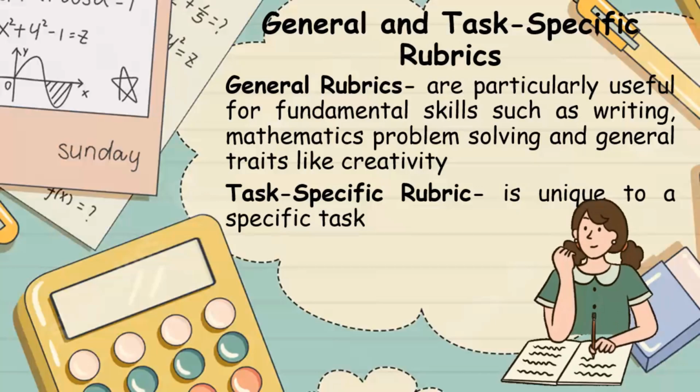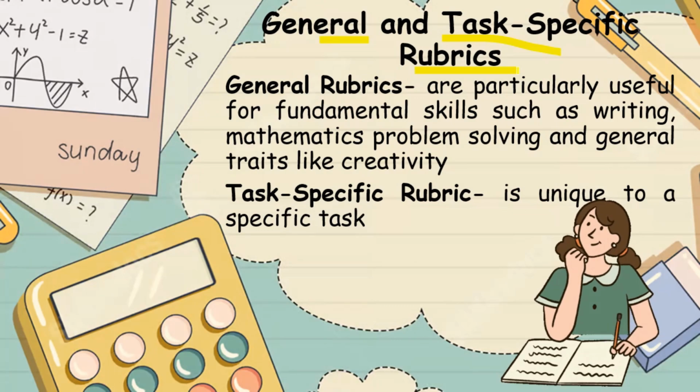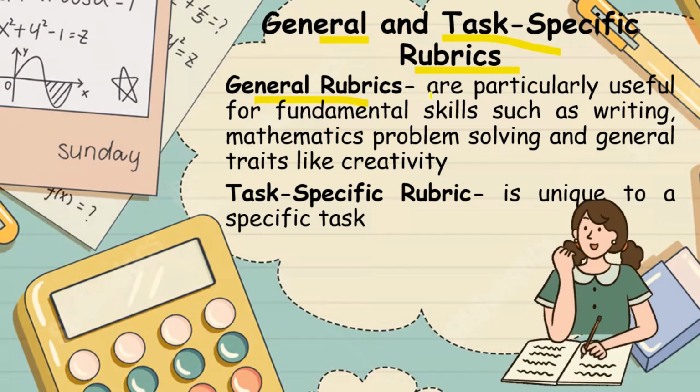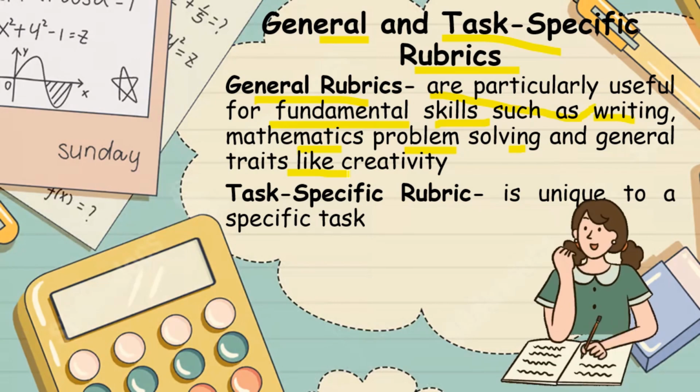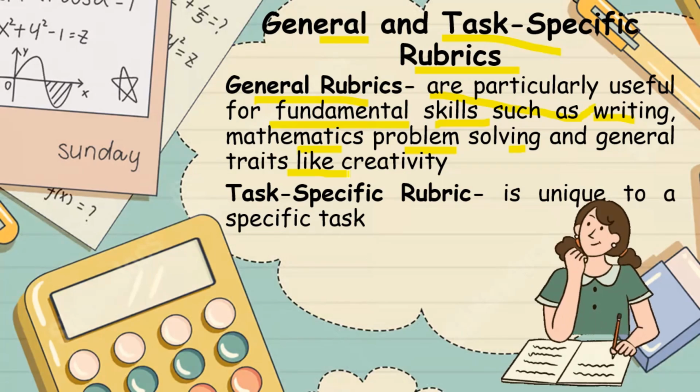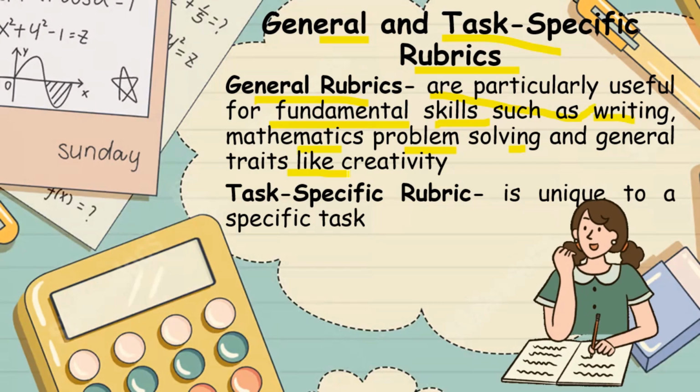So we have here another type of rubric. We have the general and task-specific rubrics. As the name implies, the general rubrics are particularly useful for fundamental skills such as writing, mathematics, problem solving, and general traits like creativity. They contain criteria that are general across tasks. That's why they can be reused. These general rubrics can be adapted to different grade levels to make them task-specific rubrics.